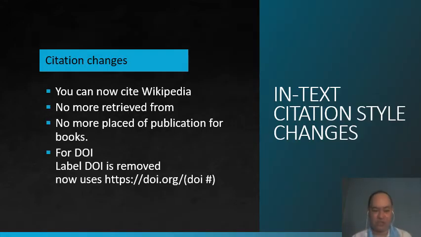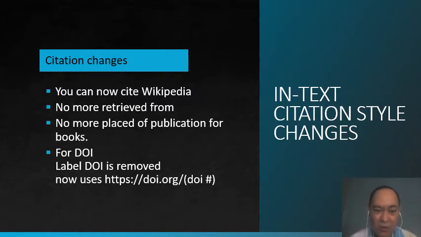Next, in-text citation style changes. These are the following changes. Number one, you can now cite Wikipedia. I know most of you will get angry because you would assume that Wikipedia is not a reliable source. Actually, Wikipedia can be classified as a secondary source. We can use Wikipedia if there are no other sources available.